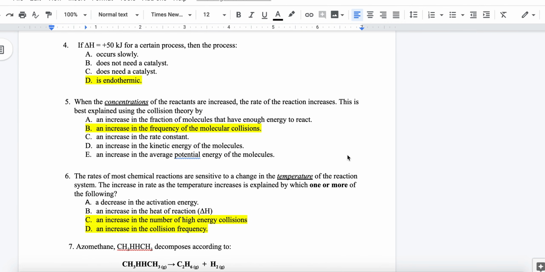Number 4 ties to energy profiles or potential energy diagrams. Remember, the sign of delta H indicates whether the energy has been absorbed or is released. So delta H positive is endothermic and delta H negative is exothermic.